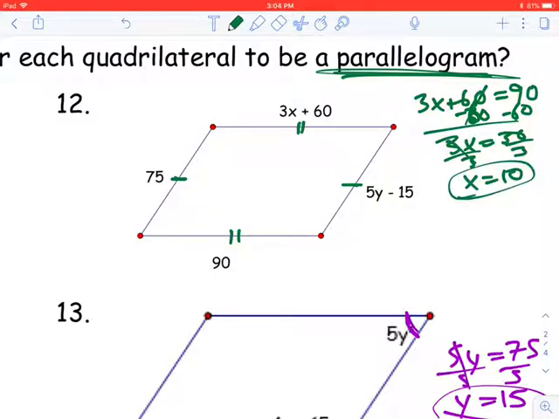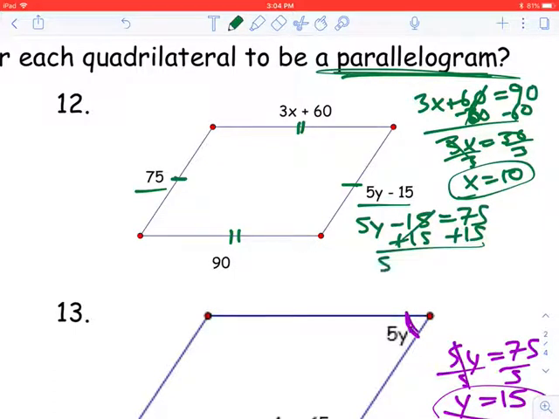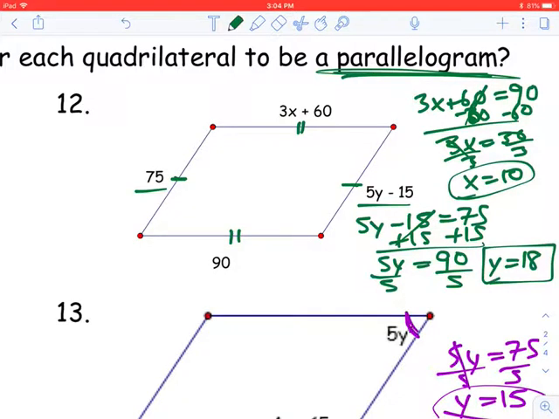Okay, and then same deal for y. These two are also congruent. 5y minus 15 equals 75. Add 15 to both sides, get 5y equals 90. Divide by 5, and that equals 18. Y equals 18. And there we go. That's number 12.